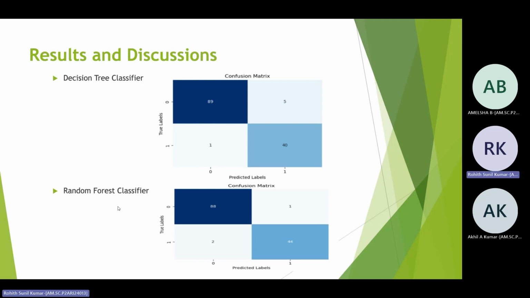When it comes to the random forest classifier, we have 88 for true negative and 44 for true positive, and the false positive is 1 and the false negative is 2.